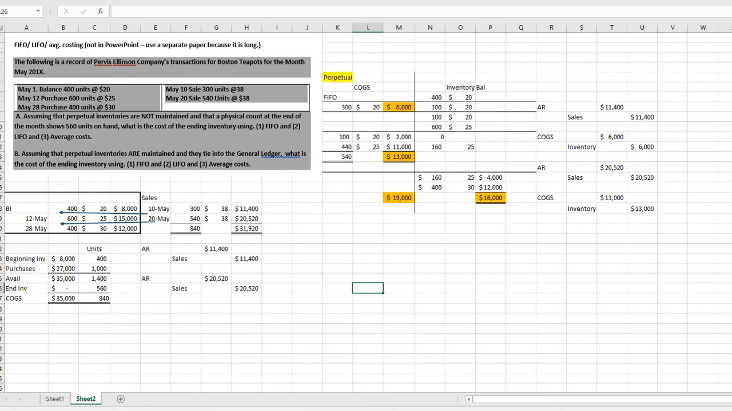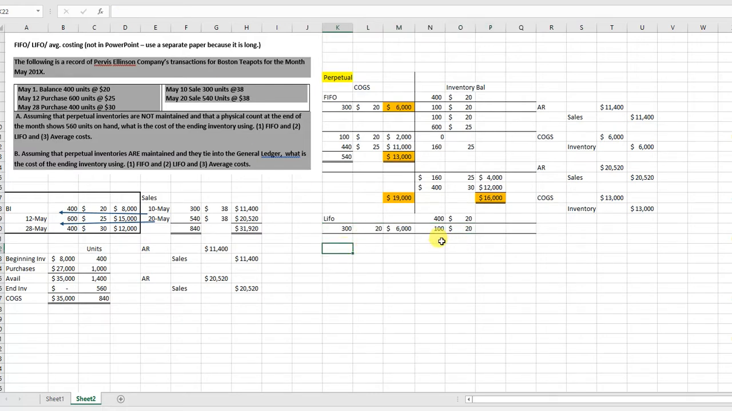So that's FIFO. I'm going to do LIFO. Okay, so under LIFO, again, I started with 400 at 20, and the next thing I did was sell 300. So again, I only have one layer, so I sold 300 at 20. So my cost of goods sold is 6,000. So I have accounts receivable, sales of 11,400 and cost of goods sold, inventory of 6,000. The only reason these two are the same is because I have only one layer. And then after, I still have my 100 at 20 left. So there's my new inventory at that point in time.